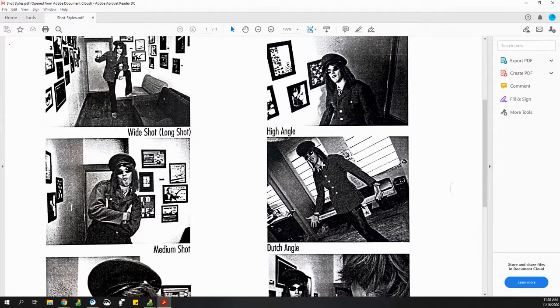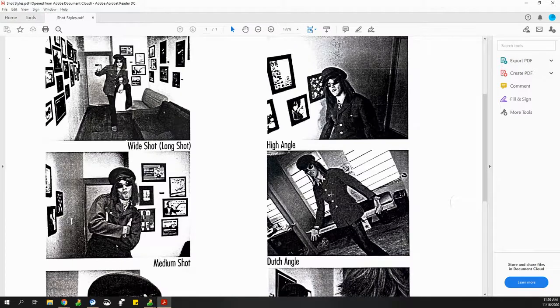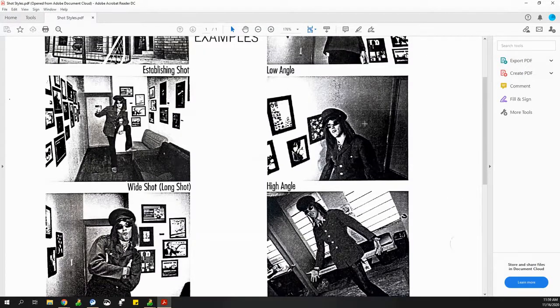Okay, and then let's talk about angles. If you tilt your camera so that it's a diagonal line, then you have a Dutch angle. That just means tilting the camera so the person doesn't look straight on. They look like they're crooked. That's a Dutch angle.